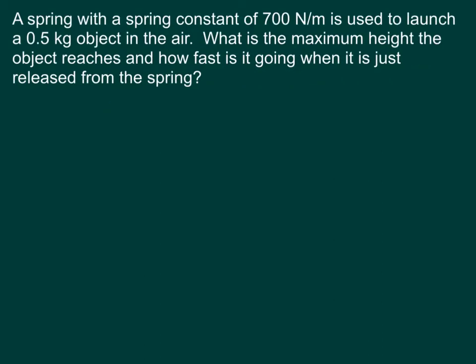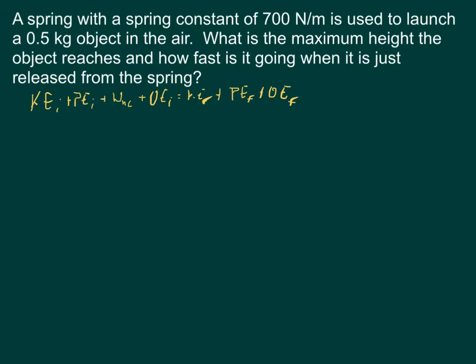So let's work a quick sample problem here to figure out some problem-solving strategies. We have a spring with a spring constant of 700 newtons per meter that is going to launch a 0.5 kilogram object in the air. Our first thing is we want to know what is the maximum height the object reaches. So we start with our conservation of energy equation: kinetic energy initial plus potential energy initial plus any non-conservative work being done plus other energy equals kinetic energy final plus potential energy final plus other energy final.